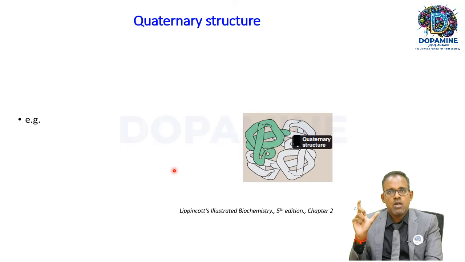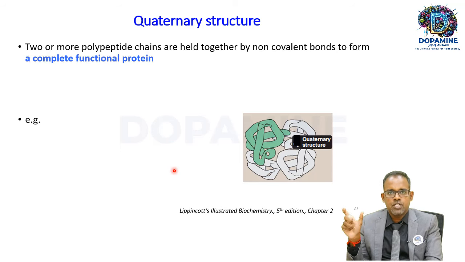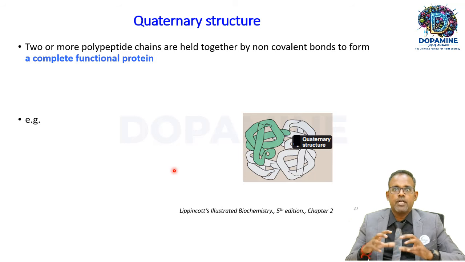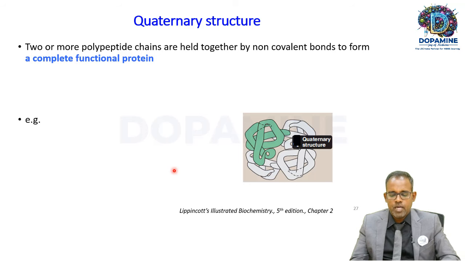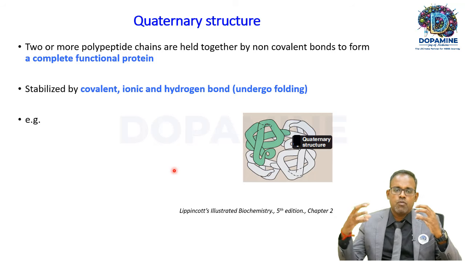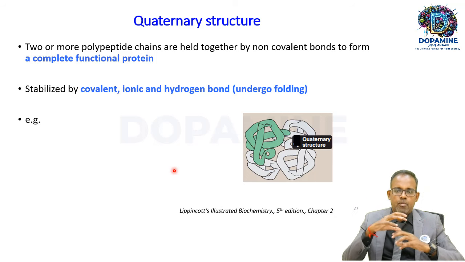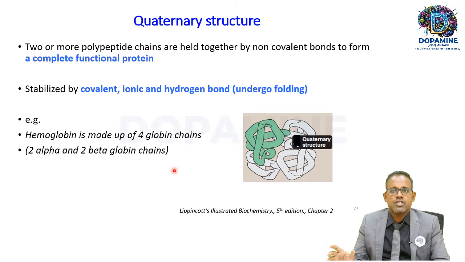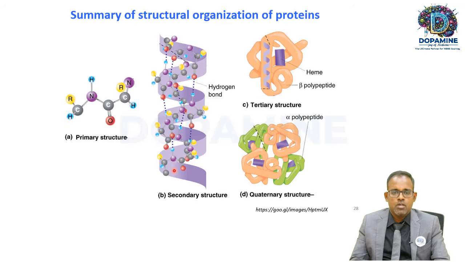Okay, fine. Quaternary structure. In the quaternary structure, two or more polypeptide chains come together and are held together by non-covalent bonds to form a complete functional protein. The best example is hemoglobin. Hemoglobin is made up of 2 alpha chains and 2 beta chains. It's made up of 4 globin chains. The 4 globin chains come together and are held together by non-covalent interactions. That is called quaternary structure. The best example is hemoglobin.